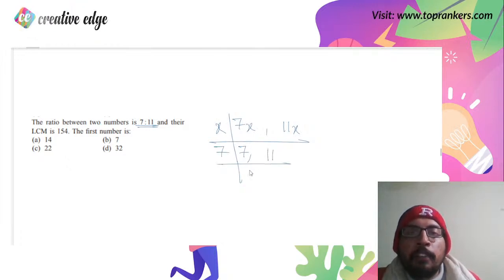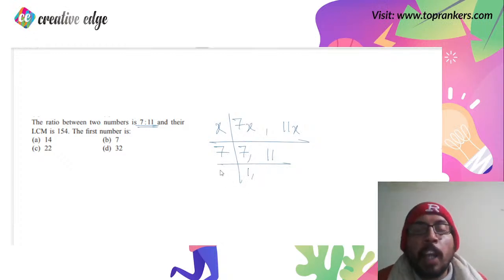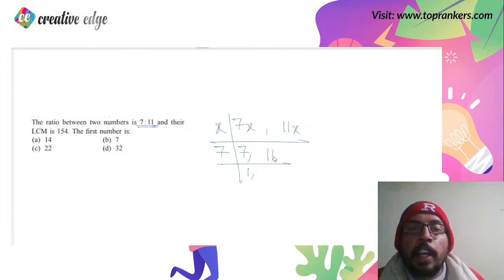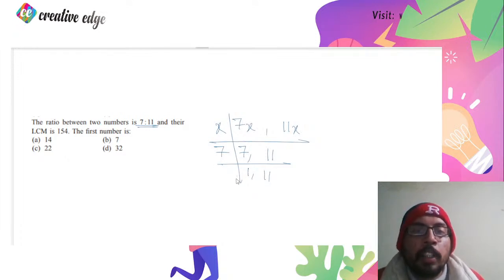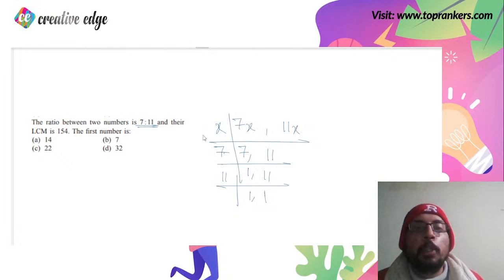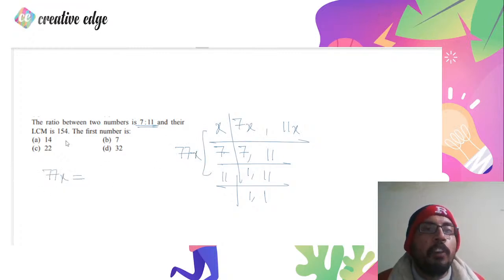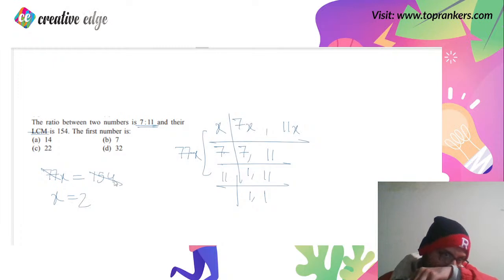Then I would be dividing by 7, so I will be getting 1 and 11 as it is. Then I would be dividing by 11, 1 comma 1. So my LCM would be x into 7 into 11, which is 77x. So my LCM is 77x, which is given as 154. So obviously this x is nothing but 2. 154 by 77 is 2.